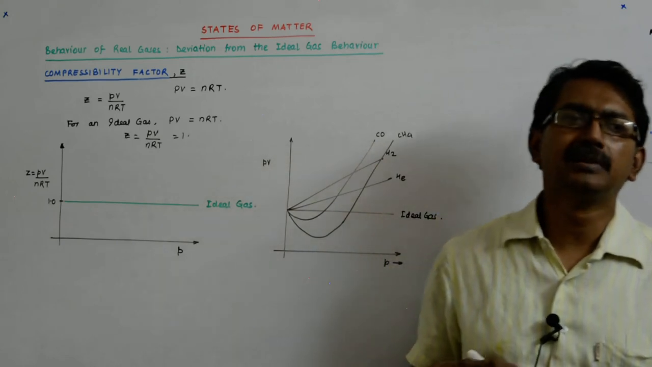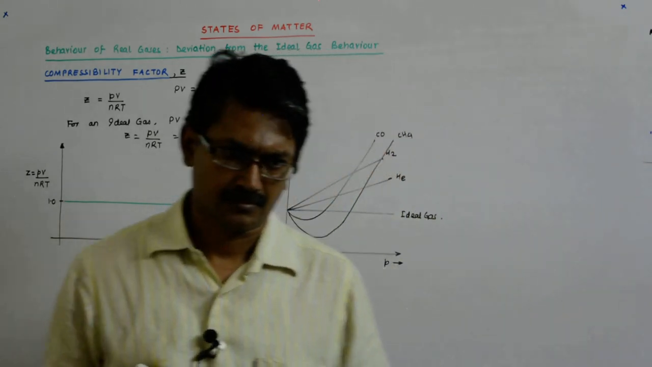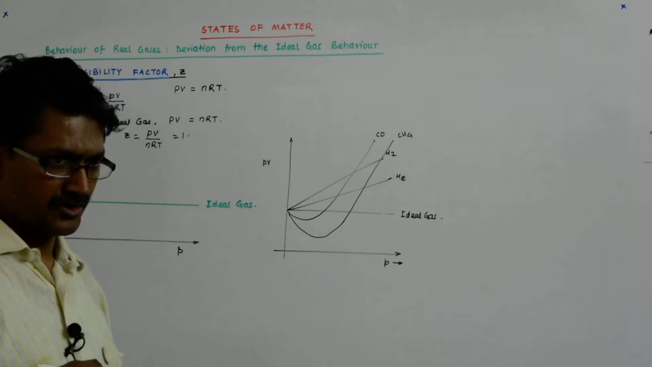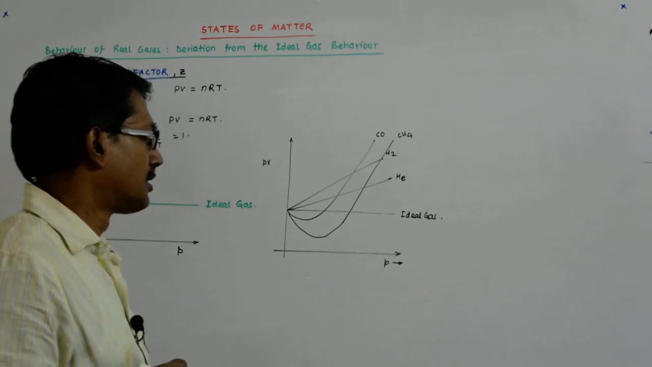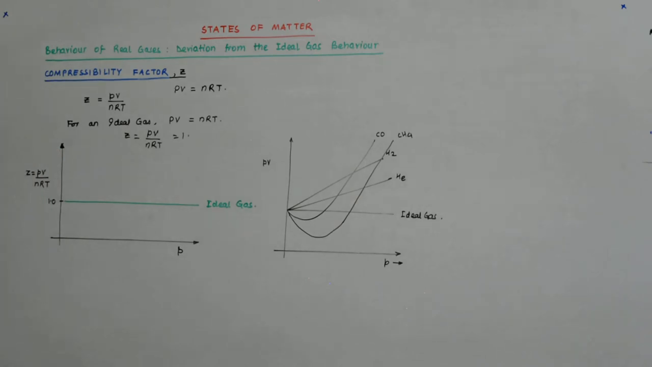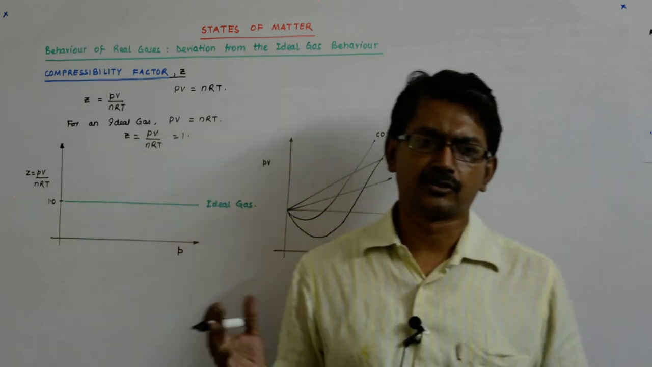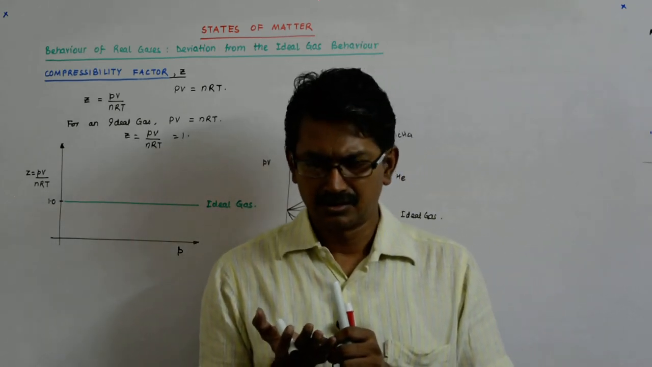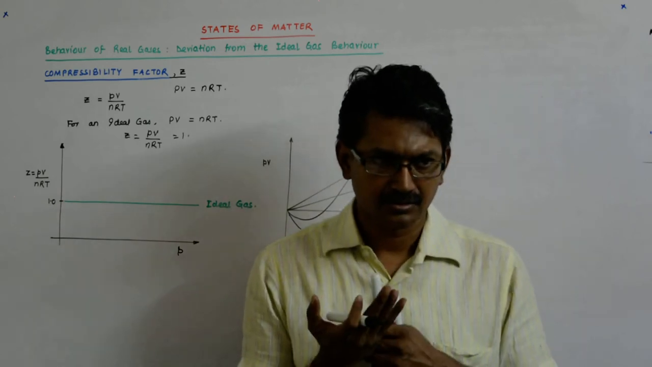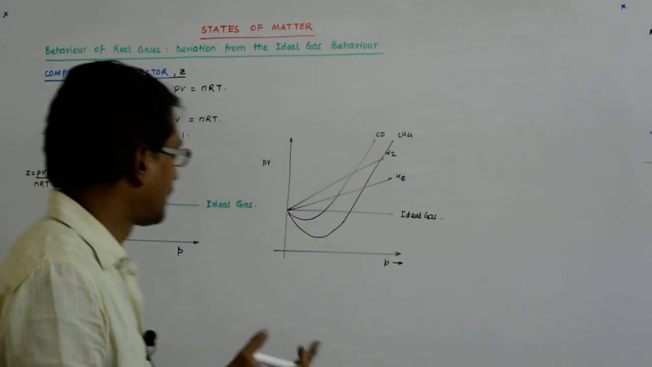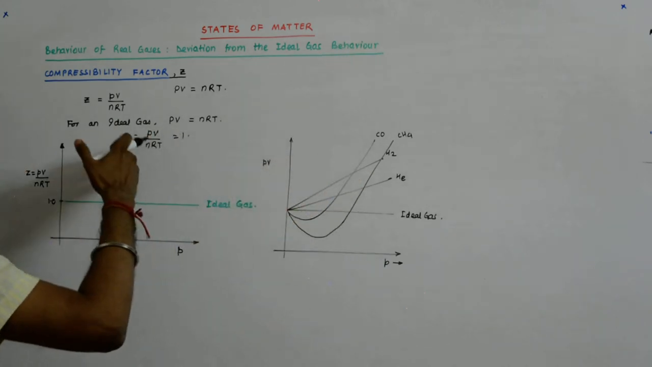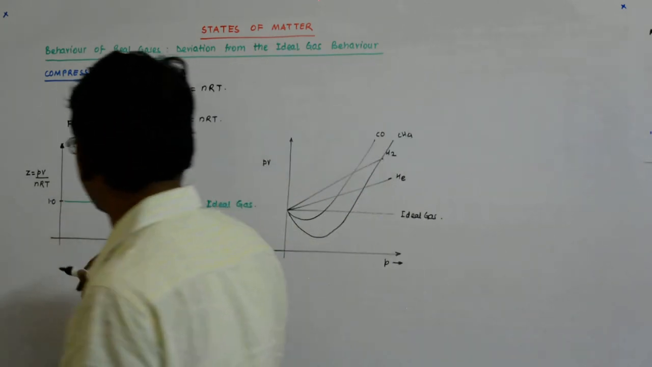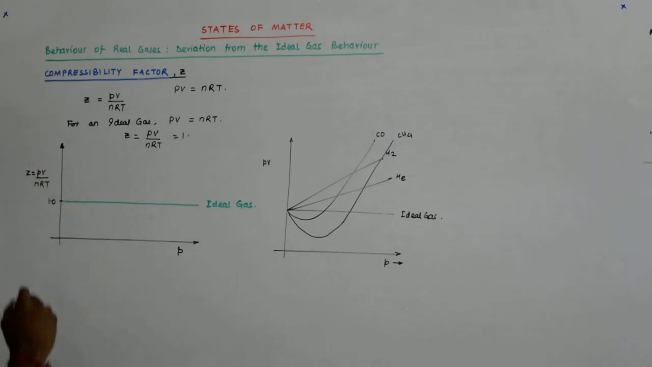Now, what is compressibility? The extent to which you can compress the gas compared to its ideal behavior. So what are we trying to do? We have kept nRT, which is a constant. This is something that is changing. The PV that you have put above, it changes. I'll soon come to that. You'll immediately understand.